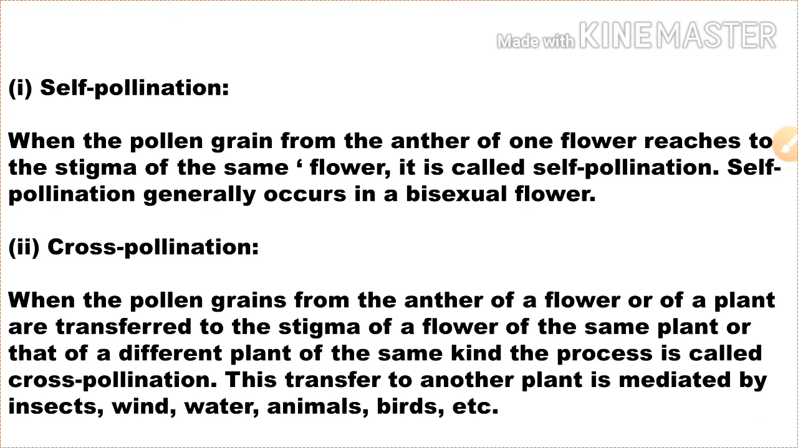Next one, cross-pollination. When the pollen grains from the anther of a flower or of a plant are transferred to the stigma of a flower of the same plant or that of a different plant of the same kind, the process is called cross-pollination. This transfer to another plant is mediated by insects, wind, water, animals, birds, etc.